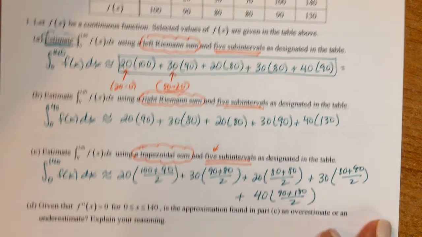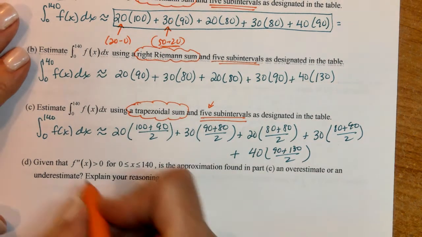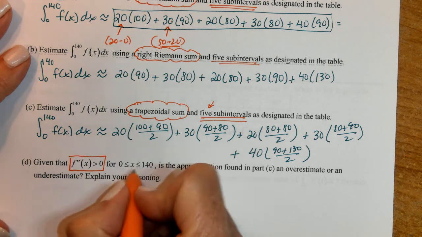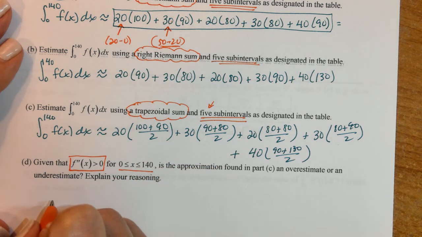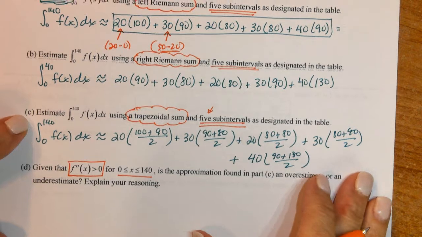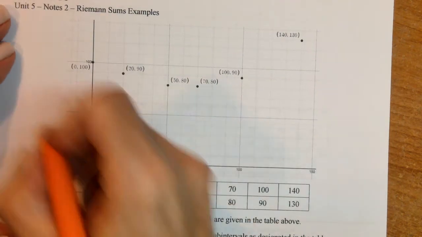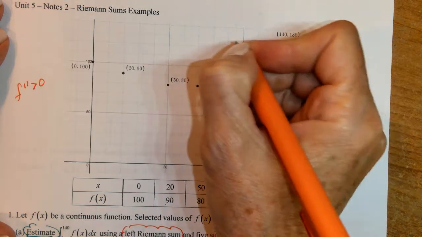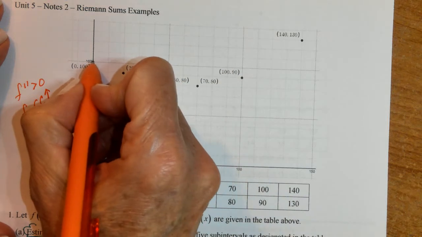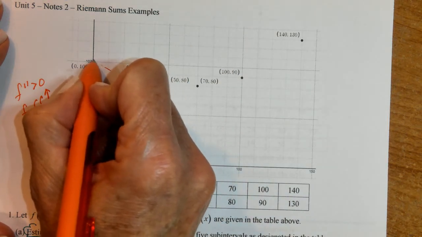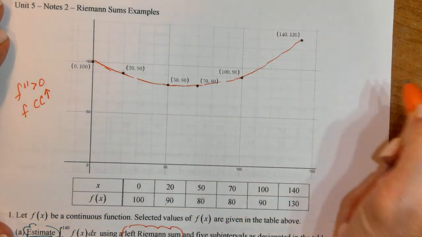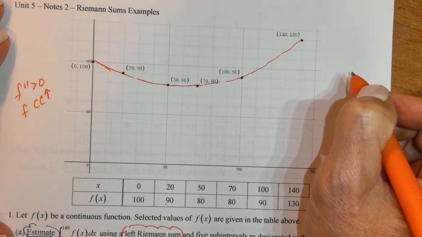Okay? Part D. Given that f double prime is greater than 0 on this interval, is the approximation found in Part C an overestimate or an underestimate? Well, let's think about that. If f double prime is positive, that means f is concave up. So that means we have this concave up curve connecting these points. It's concave up all the time.